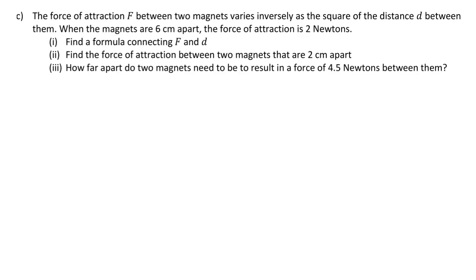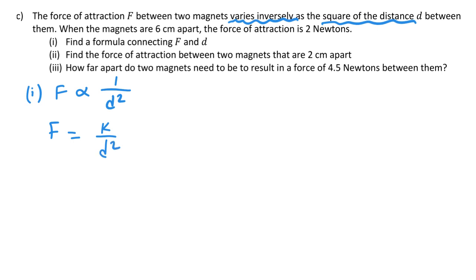Example C, the force of attraction F between two magnets varies inversely. So the key words there are vary inversely, and it's the square of the distance. So what that means is that the force is proportional to 1 over d squared. So because it said it was inversely proportional, that means it's 1 over, and because it's the square of the distance, it's d squared. And if F is proportional to 1 over d squared, that means that F equals k over d squared.